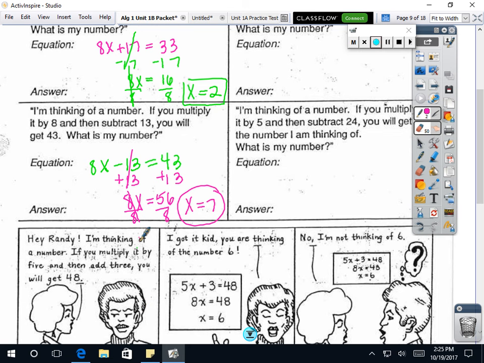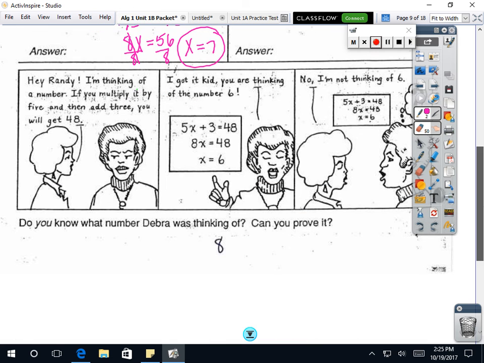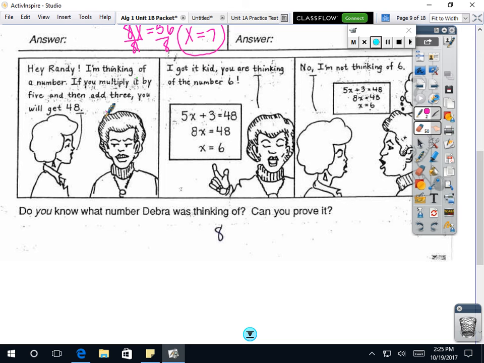Okay, now we're going to go down to the bottom, that little comic. Okay, does anybody want to read it? Okay, Justin, go ahead. Okay, so let's see what went wrong. Did Randy set up the equation correctly? Yeah, he set it up right. There's the number, multiplied by 5, added 3, and you get 48. So why did he not get the right answer?